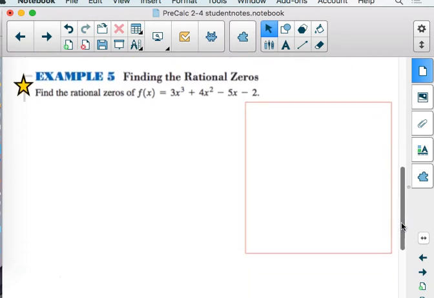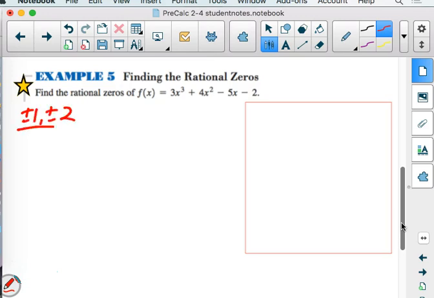This one says just, hey, find them, see what they are. Find the rational zeros of f of x equals 3x cubed plus 4x squared minus 5x minus 2. And I realize my possibles are going to come from plus or minus 1, plus or minus 2, because those are the factors of -2. And my denominator is going to come from that 3, plus or minus 1, plus or minus 3.